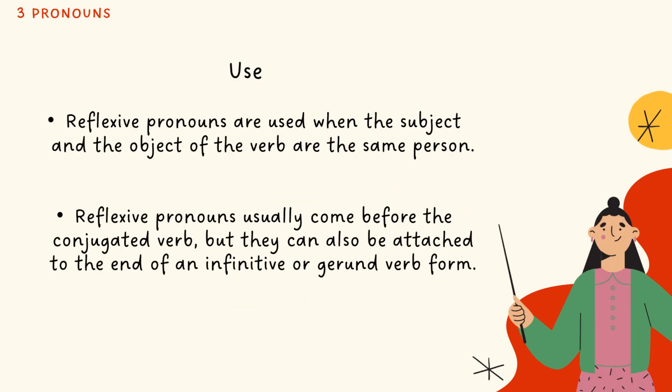Reflexive pronouns are used when the subject and the object of the verb are the same person. Reflexive pronouns usually come before the conjugated verb, but they can also be attached to the end of an infinitive or gerund verb form.